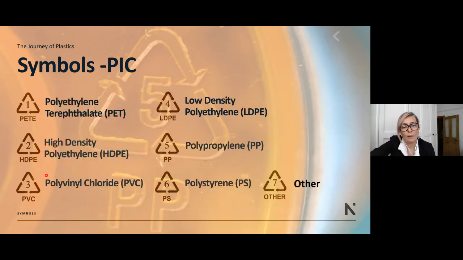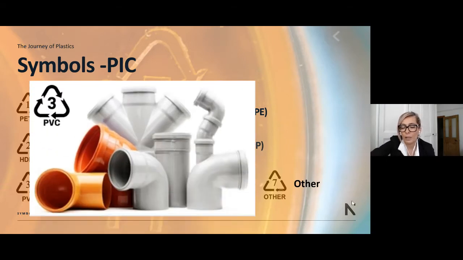PIC 3, PVC, or polyvinyl chloride. It is used mainly for construction, as it is toxic both to the environment and human health, from production to use to disposal. It is nicknamed poison plastic, but it is used everywhere.